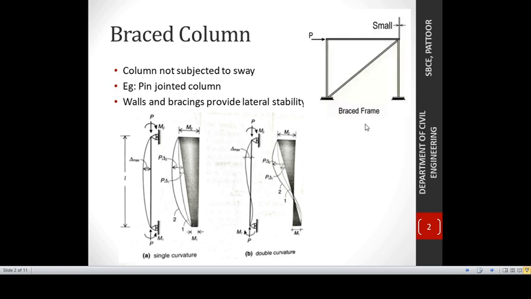Once the braced frame is subjected to lateral load, it may undergo curvature or bending like this. Two types of curvature are possible, single curvature and double curvature. This is very important. After moving to the question, you will understand more about its importance. So once the braced column is subjected to lateral load, it may undergo either single curvature or double curvature. This profile shows the single curvature and this shows the double curvature.